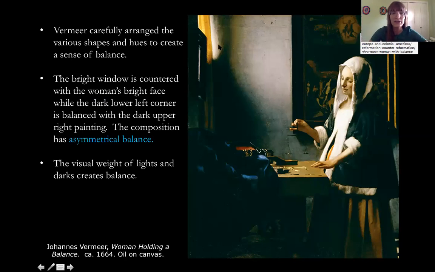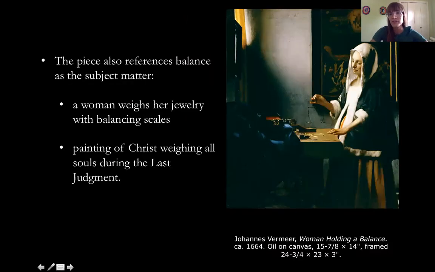On the other hand, the brightness is balanced out. So we have this window that seems to be open right here, which is super bright. And it reflects onto this woman, onto her face and her chest, and it illuminates her face and the fur of her coat very brightly. And so we have a balance here because it's bright on one side and then bright as well on the other side. The visual weight of lights and darks creates balance in this composition. The other cool thing about this painting is not only does it show us balance, it's also about balance.